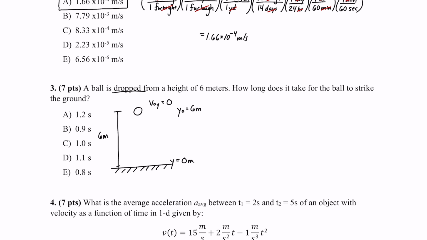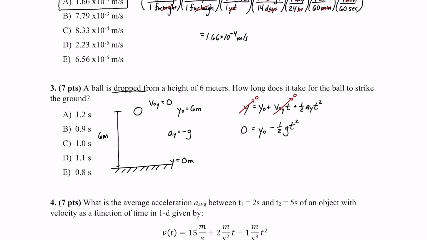To solve this problem, we will need to use a kinematic equation. The equation y equals y naught plus v naught y t plus 1/2 a y t squared will get us to the correct answer. From our picture, we see that the final height is 0, the initial y velocity is 0, and because this object is going to be falling and is therefore in free fall, our acceleration in the y direction is going to be due to gravity.